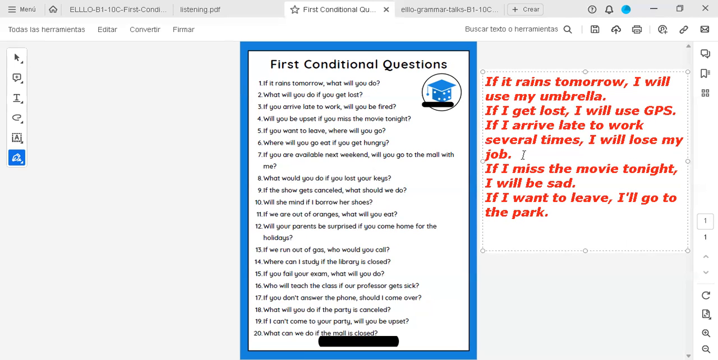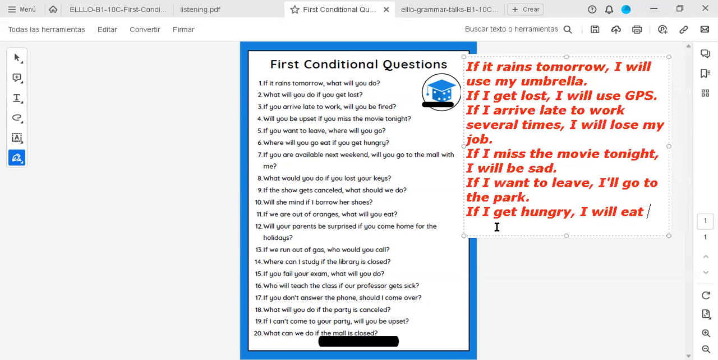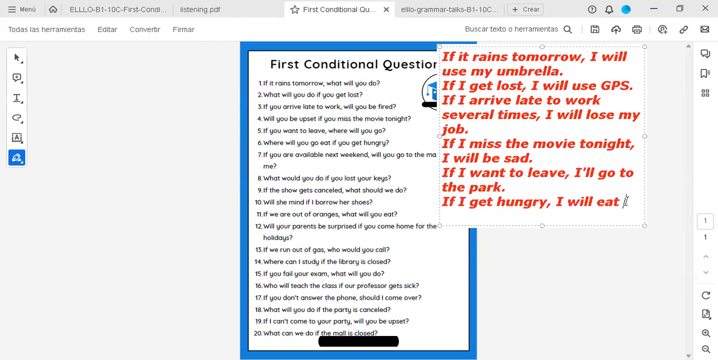And next question. Where will you go eat if you get hungry? If I get hungry, I will eat. So where will you eat? If I get hungry, si me da hambre, ¿a dónde voy a comer? If I get hungry, I will go to a steakhouse restaurant. Okay, in a steakhouse restaurant.